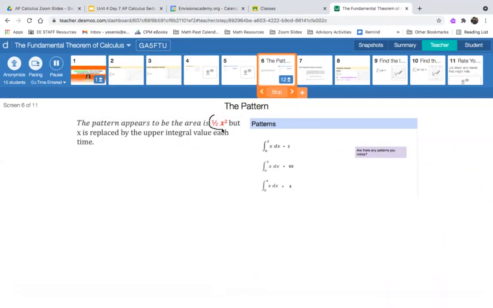This thing right here is the antiderivative of x. So the antiderivative is giving us the pattern that's telling us the area under the curve. It's kind of wild. So from here, we see that the antiderivative is related to finding areas under curves.